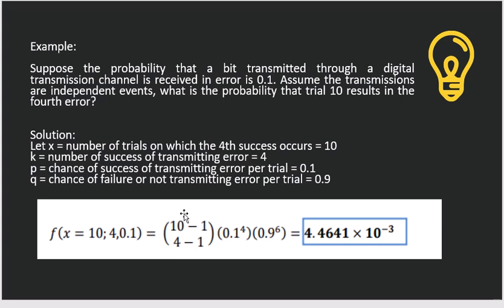Your x minus 1 choose k minus 1, and this will be your p raised to k, and this will be your q raised to 6. So where did we get the 6? If you have 10 minus 4, that is equivalent to 6. So that will be 4.4641 multiplied by 10 raised to negative 3.